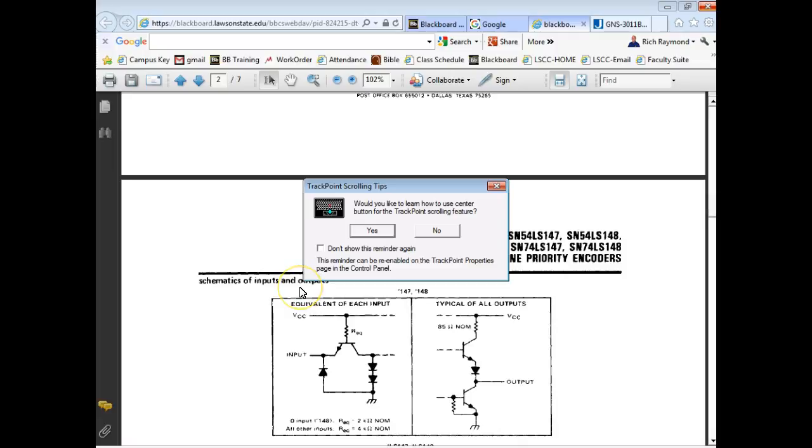So what's my A input on the 7447? Y'all got the pin out, right? What's that? 9? No, A is 7. A is 7. B is what? 1. C is 2. And D is 6. Okay. This will be pretty easy.